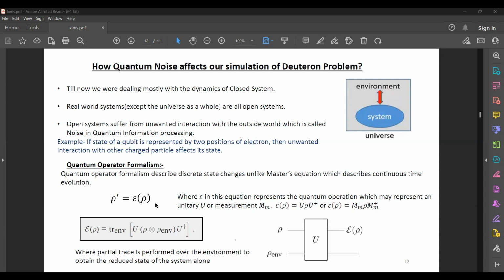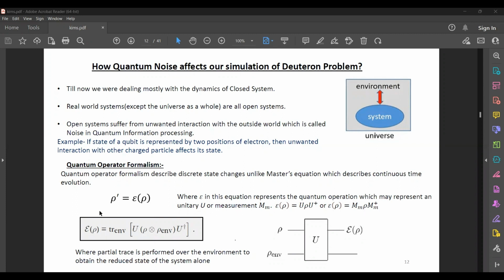But if we want to study how the system is changing discretely, that is, we do not want a continuous time evolution, we want to see how it is changing discretely, then what we use is this quantum operator formalism. So rho prime is equal to epsilon of rho. Rho is our input state, and epsilon is some quantum operation which is acting on rho to give us the output state rho prime. This epsilon of rho can be any unitary operation or any measurement. The measurement I have shown by capital M, with a subscript m.